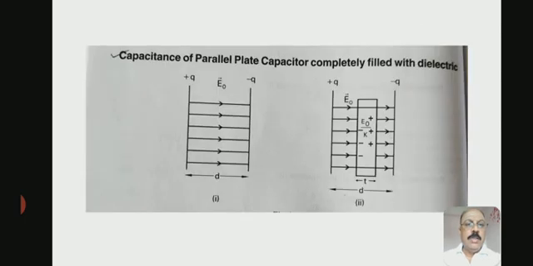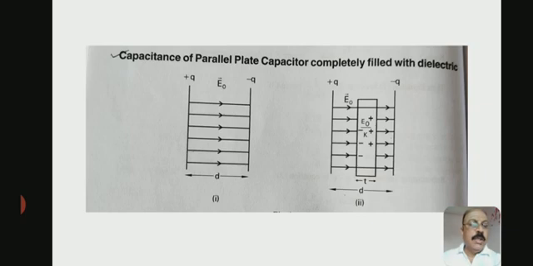The capacitance of a parallel plate capacitor: you know there are two parallel plates separated by a small distance d. Observe the figure. One plate is positively charged and the other plate is negatively charged, and the electric field is E naught. The first figure is without the dielectric. Then observe the second figure.